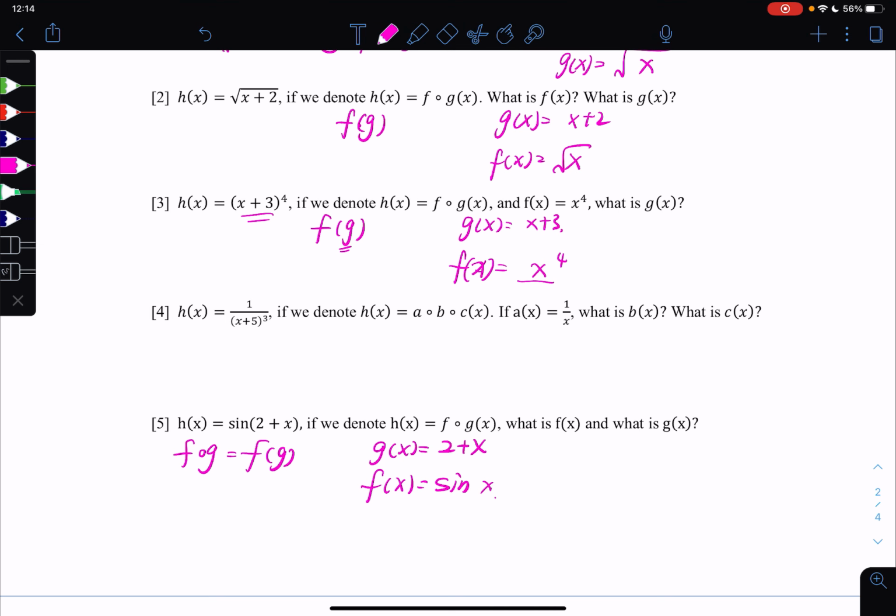The last problem we have here, I put it last because it has 3 layers. I want you to think about your order of calculation. You need to know what's x plus 5 first. Then you raise it to the power of 3, and eventually you find the reciprocal of it.